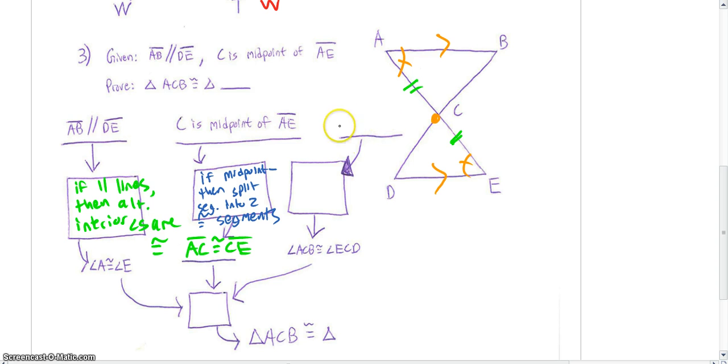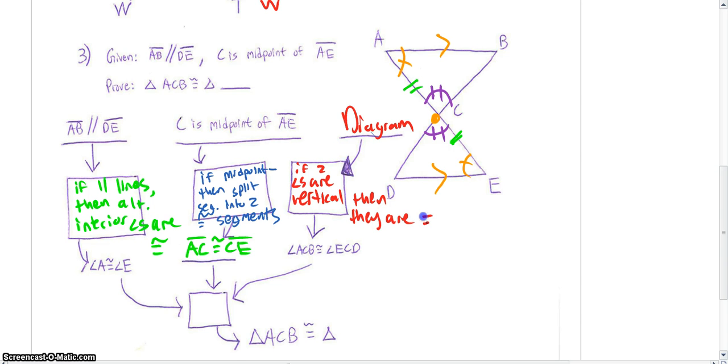Now lastly, we've got a blank thing here going into a blank box and giving us that ACB, this angle here, is congruent to angle ECD. Well, we can see that those are vertical angles, so this must be a diagram step. And we know from the diagram that if two angles are vertical, then they are congruent. Sorry, I can't fit that in the box. Therefore, angle ACB is congruent to angle ECD. And what I can see now is an ASA situation.